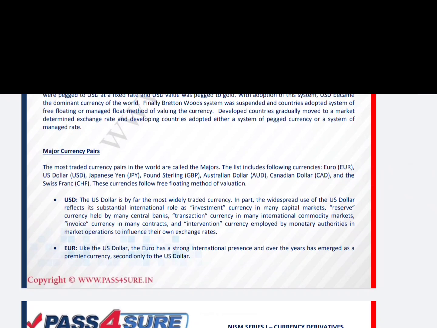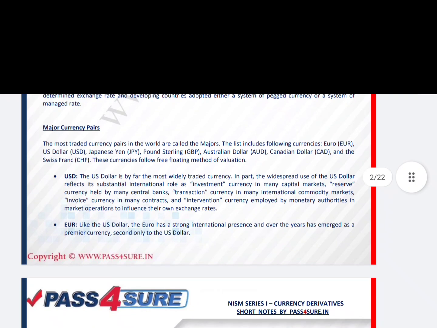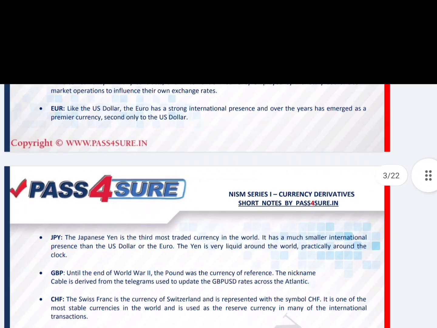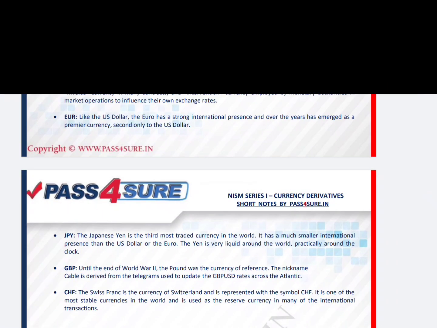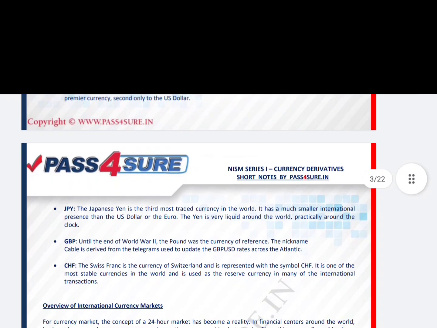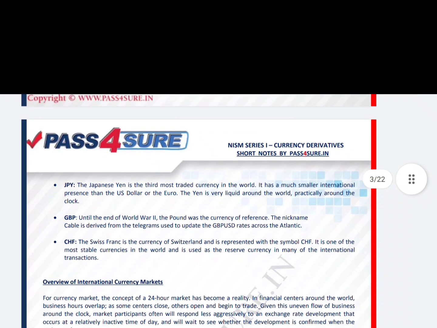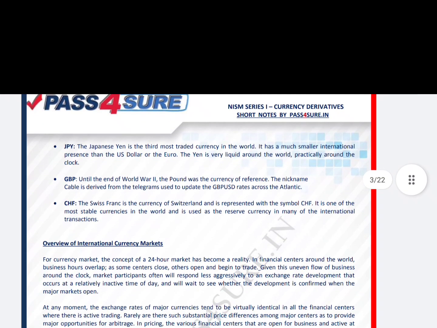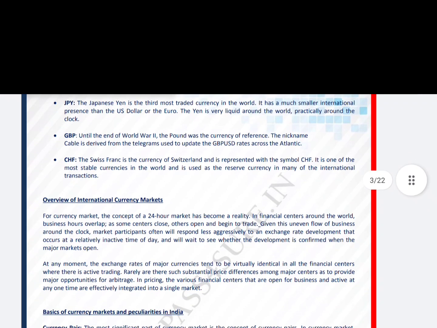So here are the four currencies: USD, Euro, GBP, and the third one is JPY. JPY's lot size is 1 lakh INR. What is the lot size of JPY INR? It's 1 lakh. What is the lot size of USD INR? It's 1000. GBP INR is 1000. For Euro also it's 1000, but for JPY it's 1 lakh INR. Got this? For JPY it's 1 lakh INR.